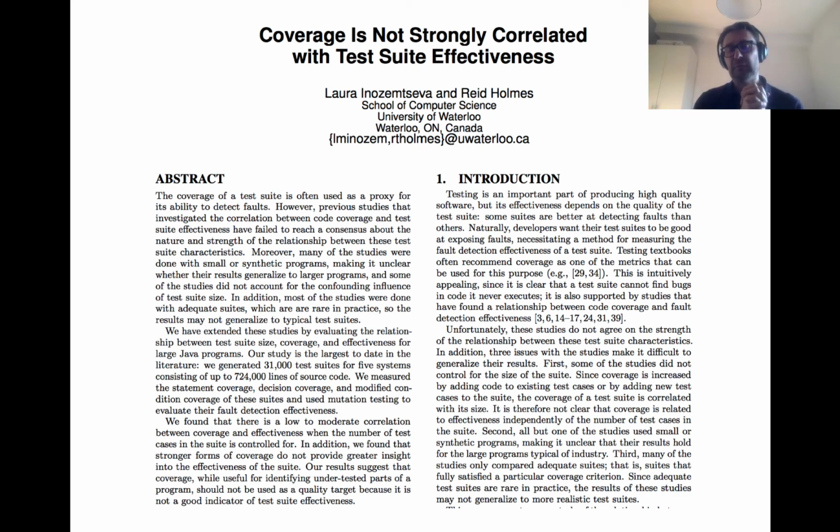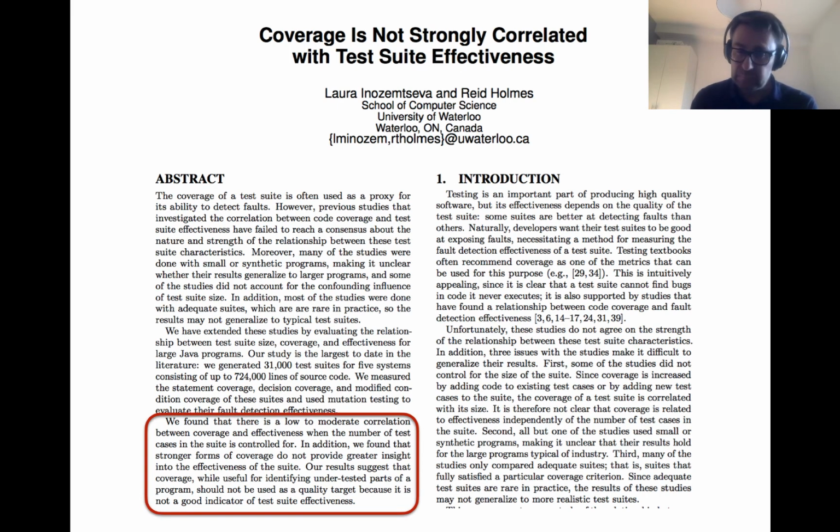they introduced faults in the software. So they changed the software so that it was faulty, and then they evaluated if all these 31,000 different test suites actually could find the bugs they had introduced. And the interesting thing is down here, we found that there is a low to moderate correlation between coverage, and they studied several of them, and the effectiveness. With effectiveness, they mean finding these bugs that were introduced, so they knew that there were bugs in there.